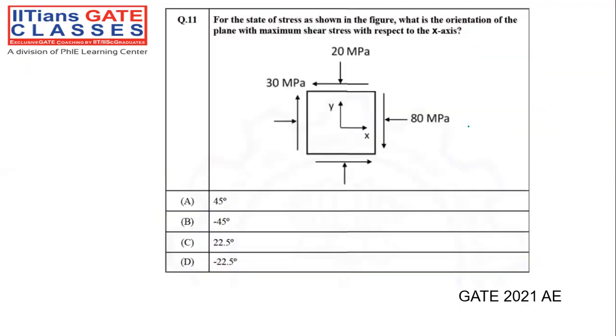Let's see the problem that was asked in the previous year papers. While solving the previous year problems, we can understand the formulas we have learned. When you look at this particular problem, a state of stress condition is shown, and they are asking what is the orientation of the plane with the maximum shear stress with respect to the x-axis, right? Just now we have seen one formula for maximum shear stress.